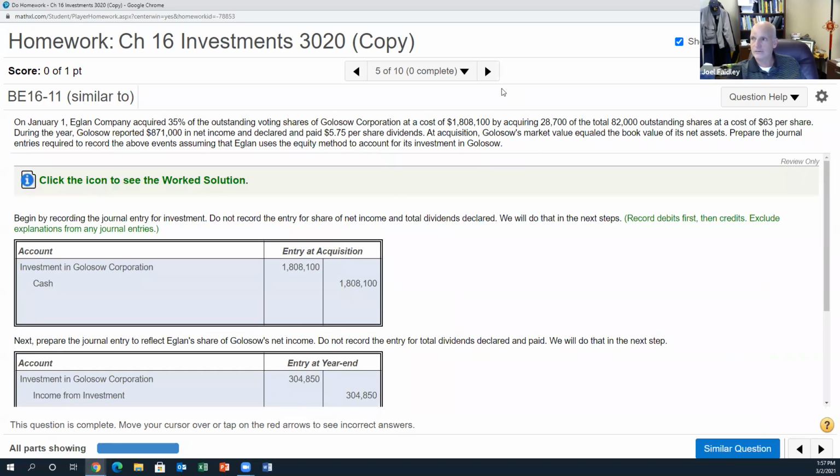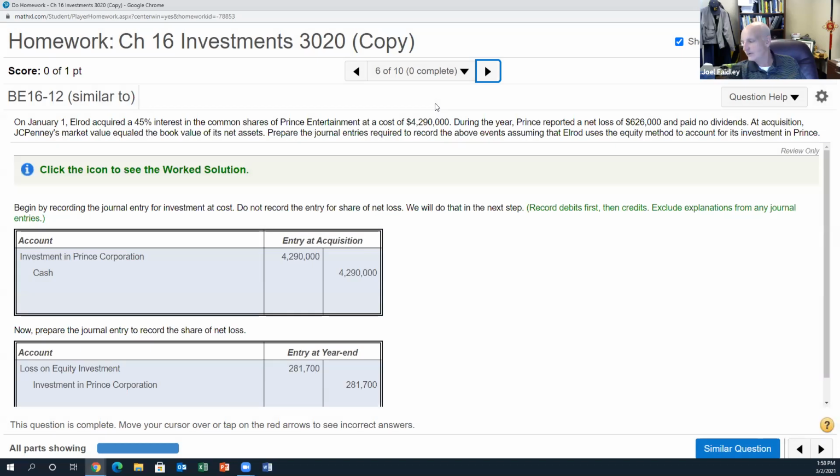All right, it's good exercise. All right, how about number 6? Here's another 45% interest in the common shares of Prince Entertainment at a cost of $4,290,000. Report a net loss of $626,000, paid no dividends.